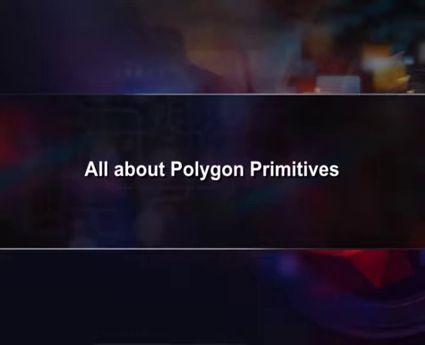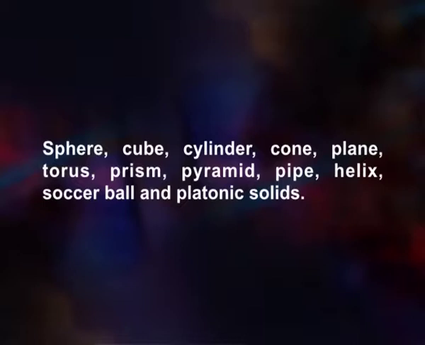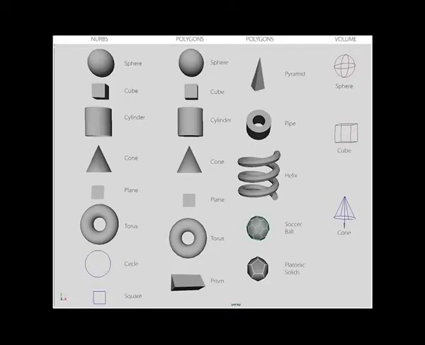Let's discuss polygon primitives. Autodesk Maya provides 12 predefined 3D geometric shapes called polygon primitives. They are sphere, cube, cylinder, cone, plane, torus, prism, pyramid, pipe, helix, soccer ball, and platonic solids. You can use these primitives with their default shapes, or you can modify them for further modeling tasks.